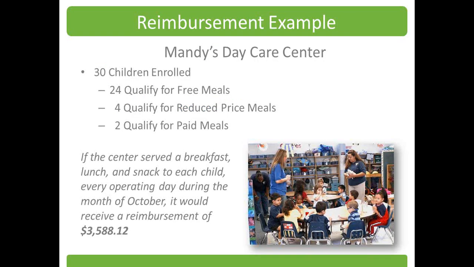This is an example of what your reimbursement might be using this method. For example, if you have 30 children enrolled at your center and 24 of those children qualify for free meals, 4 qualify for reduced price meals, and 2 qualify for paid meals, and the center serves a breakfast, lunch, and snack to each child every operating day during the month of October, the center would receive a reimbursement of $3,588.12.